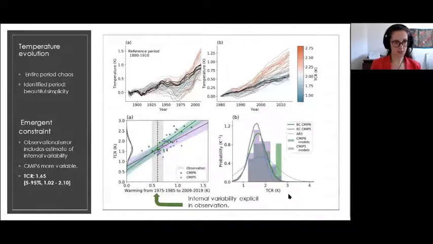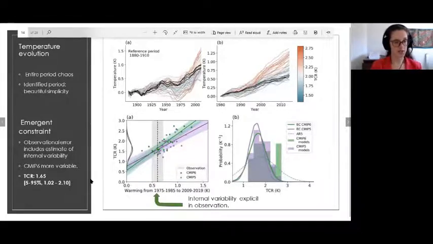CMIP6 is a bit more variable than CMIP5. So if you include that, you see that the constraint using CMIP5 is somewhat stronger than CMIP6, but they are very consistent between the two. The 5 to 95% confidence interval is between 1 and 2.1, which is a huge difference compared to what the IPCC said. The IPCC didn't specify the probability distribution completely, but if you assume it is a normal distribution, you can see that there is a huge spread in that distribution compared to what we can do using a simple emergent constraint.